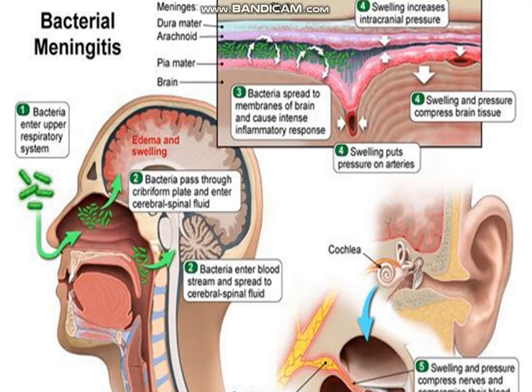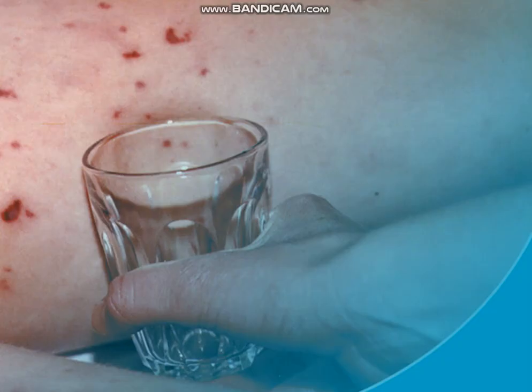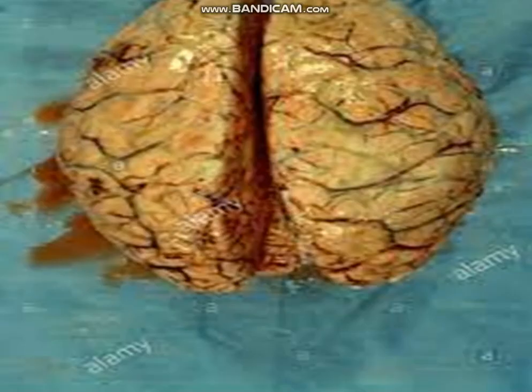Bacterial meningitis can enter through the nasal orifice, the oropharynx, and internal ear infection. Fever may not be present in the neonate, but there are vomiting, nausea, lethargy, irritability and refusing feeds. Other signs are headache, muscle pain, joint pain, respiratory symptoms and breathing difficulty. The rash does not fade when pressed: a non-blanching rash.